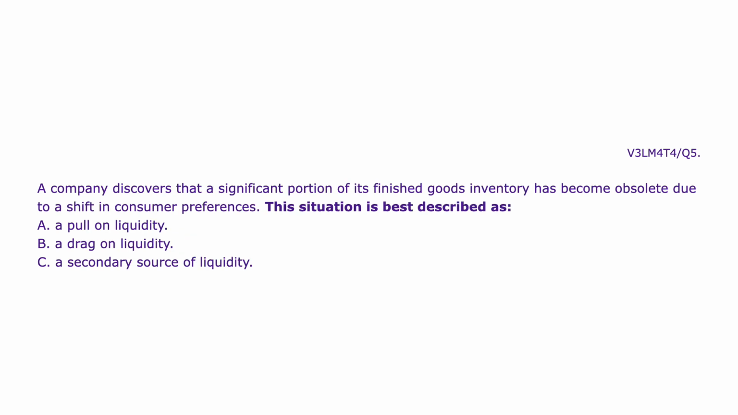A company discovers that a significant portion of its finished goods inventory has become obsolete due to a shift in consumer preferences. The situation is best described as: A. A pull on liquidity, B. A drag on liquidity, C. A secondary source of liquidity.